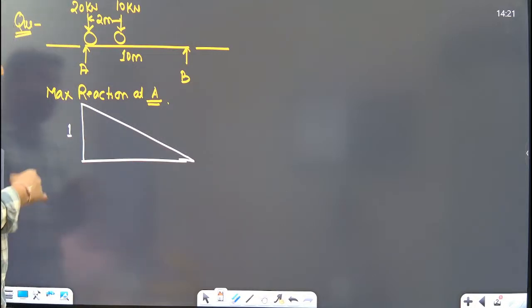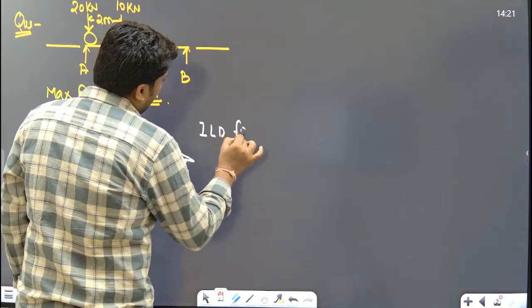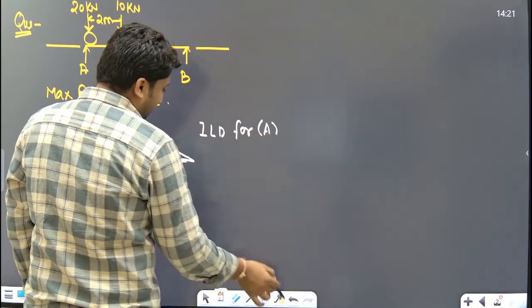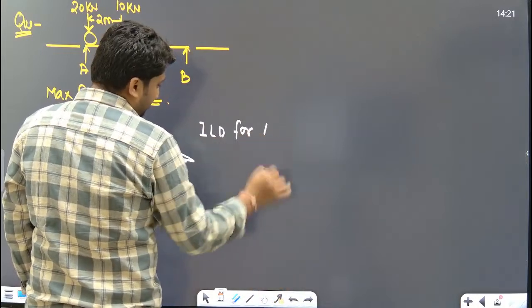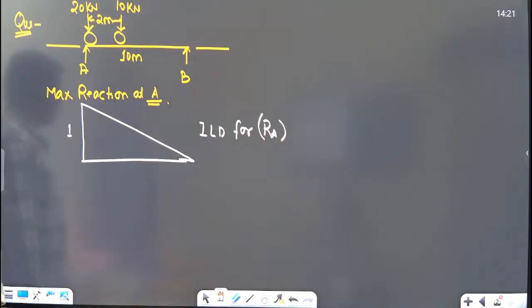Now in order to get the maximum reaction at A, this is the ILD for A. Yes or no? This is the ILD for reaction A. Understood?